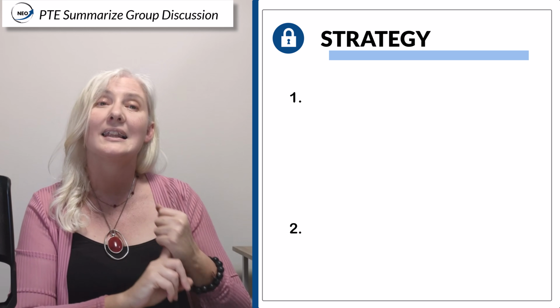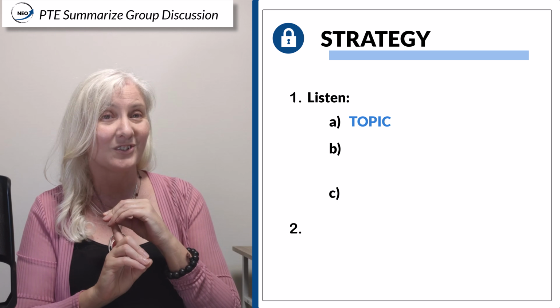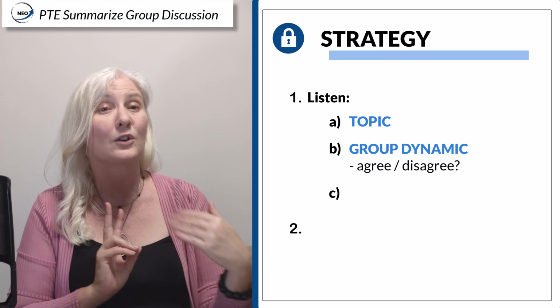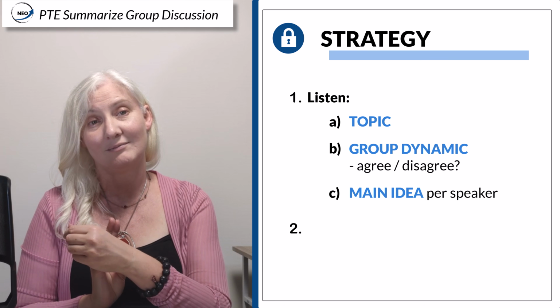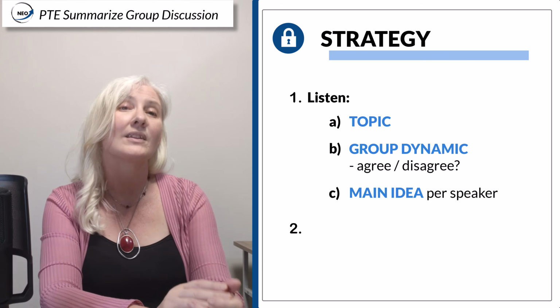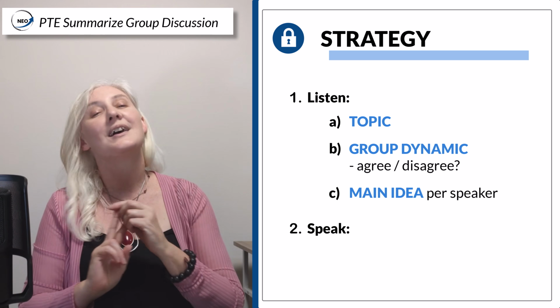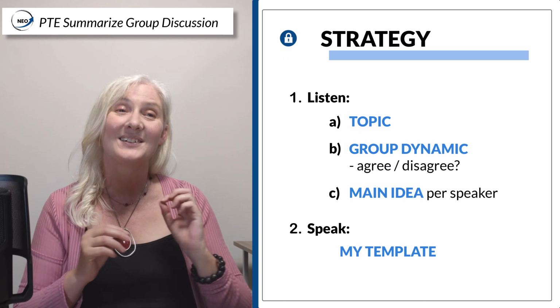Step 1, listen for 3 things: the topic of the conversation, whether the speakers agree or disagree, and one main idea from each speaker. You do not need to remember full sentences. Step 2, speak using my simple, flexible template.